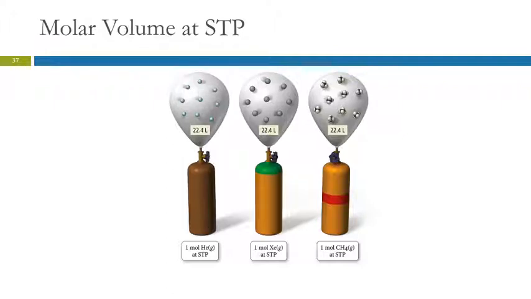6.022 times 10 to the 23rd atoms of helium. Same number atoms of xenon, same number molecules of methane. But how much is this balloon going to weigh? 1 mole of helium. How much? 4.003 grams. It's the mass of 1 mole of helium. Periodic table, yeah. How about the xenon balloon?